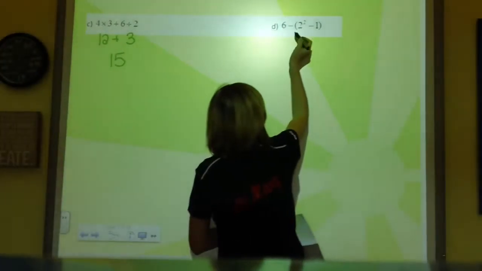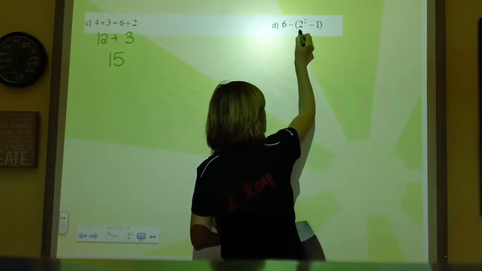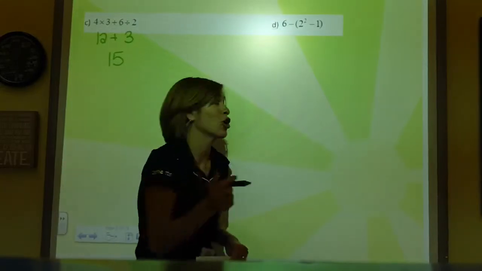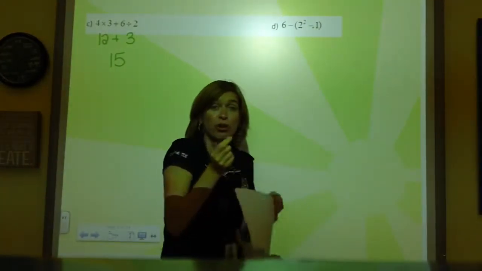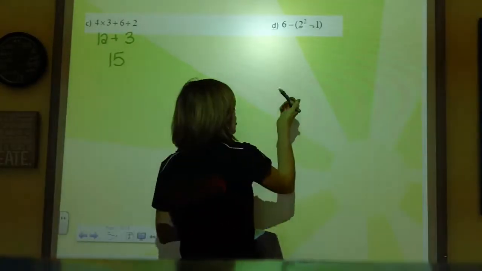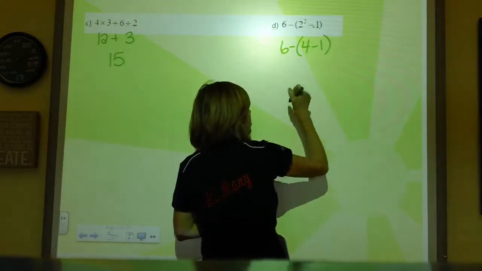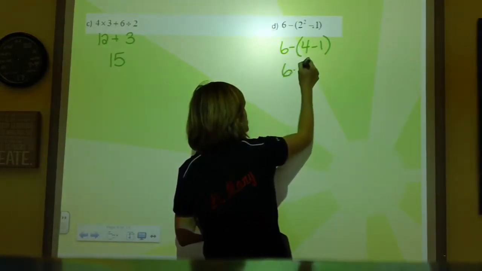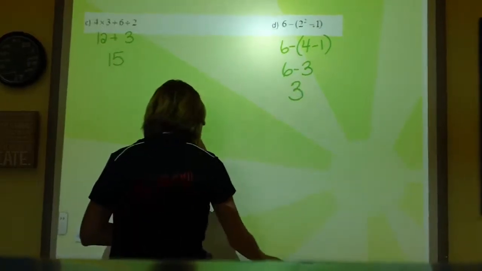All right, 6 minus parentheses 2 squared minus 1. So I've got to do what's in the parentheses first. However, those exponents have to be done before the addition and subtraction in the parentheses. So it would become 6 minus (4 minus 1). 4 minus 1 gives me 3, so 6 minus 3, and 6 minus 3 is 3.